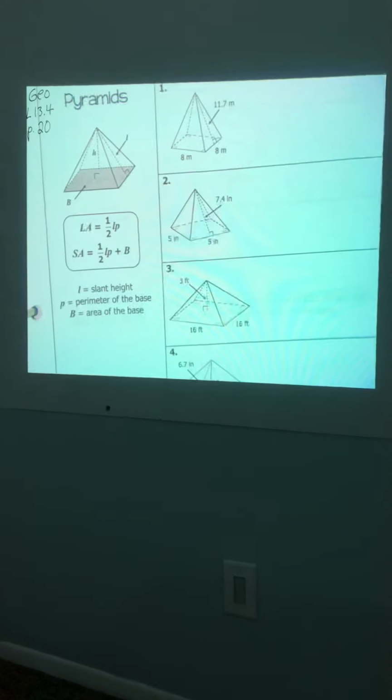Here we go. Lesson 13.4, geometry. I don't know about you guys, but I am dragging this afternoon. But let me tell you, I'm going to keep on keeping on.